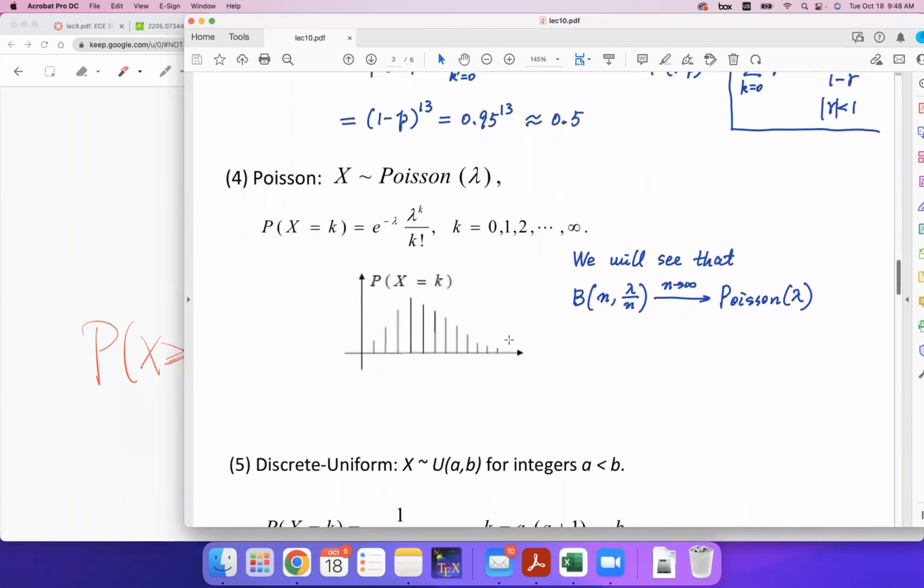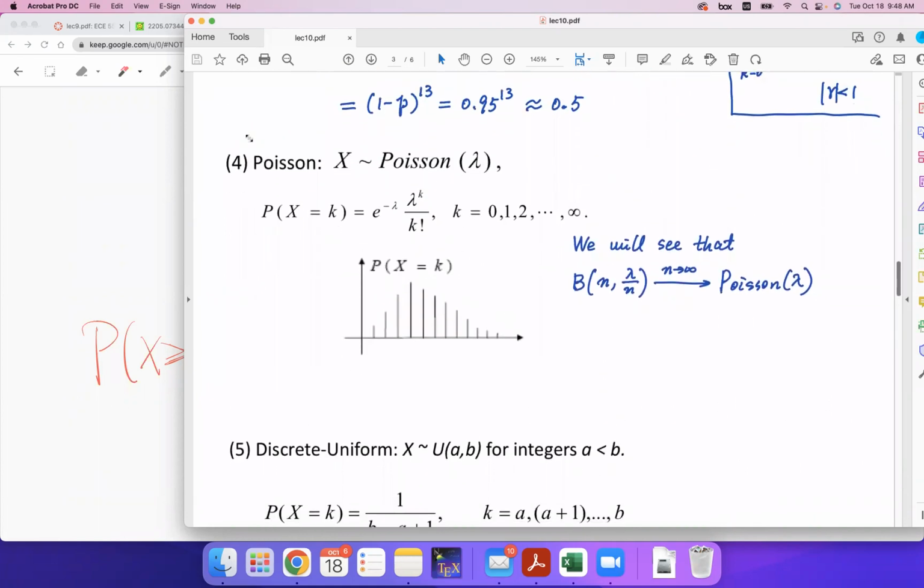So one last thing for the discrete random variable that I want to mention is the Poisson distribution. This is a very important distribution that is applied in many applications. Like when we count the number of photons in an optical system, we always model the number of photons using this Poisson random variable. So this random variable takes such a distribution. The probability of X equal to k is given as follows. Lambda is a parameter: e to the negative lambda multiplied by lambda to the power of k divided by k factorial.